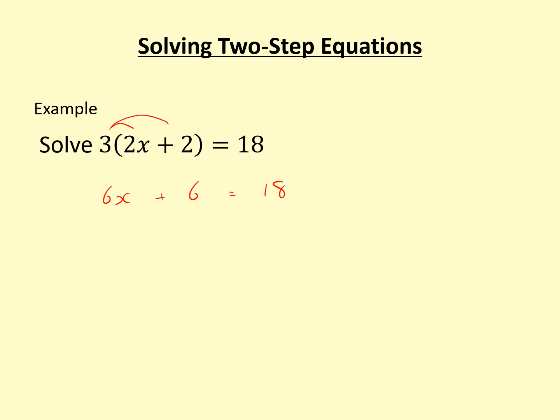So then just work backwards. So 18, take off the 6, 18 take away 6 gets us 12, and then we'll divide that by the 6. So 12 divided by 6 equals 2. So what we know about that is x equals 2.